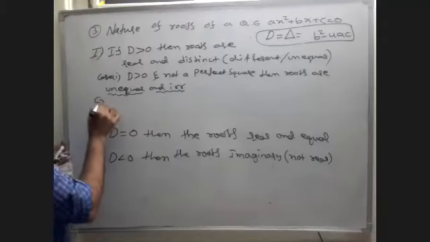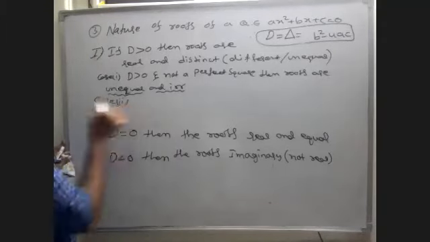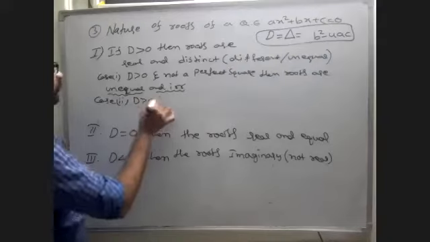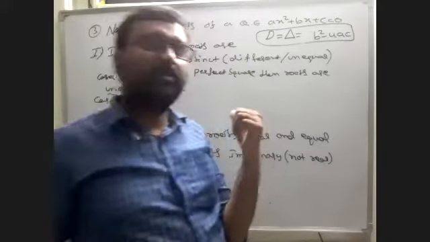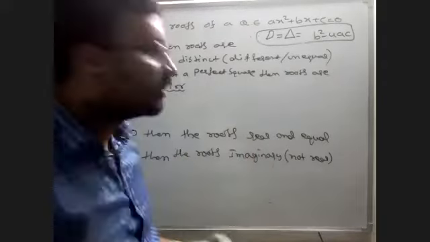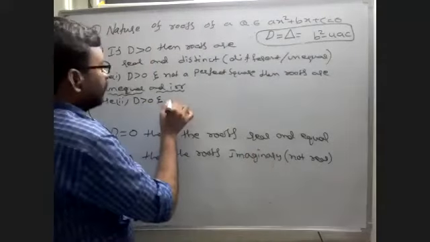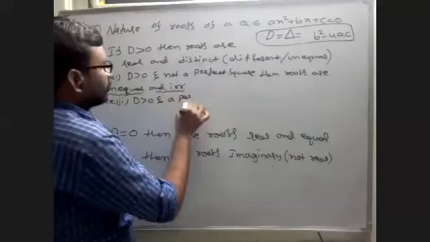Again case 2. Same, delta greater than 0 and a perfect square. In the previous one we discussed not a perfect square. Now a perfect square.